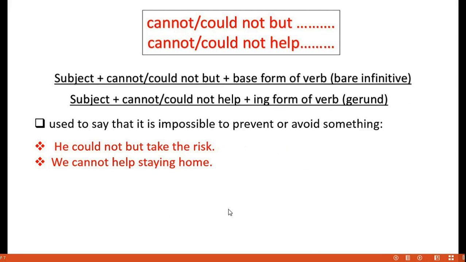Here we find two examples. He could not but take the risk. This means he could not avoid taking the risk. We cannot help staying home. This means we cannot avoid staying home.